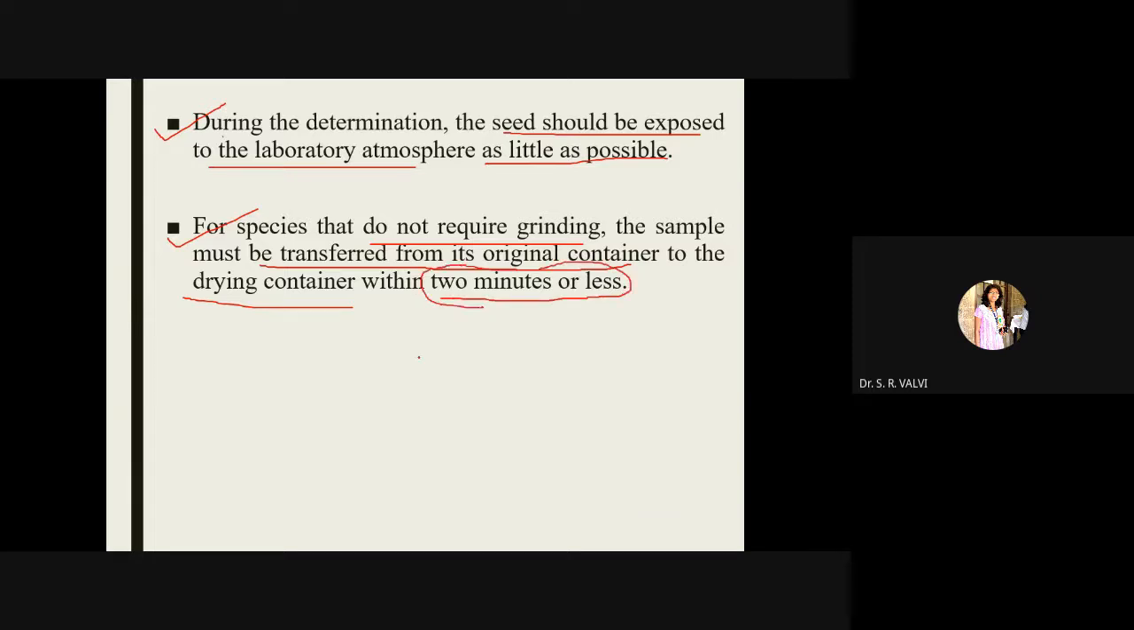See, time is also given. 2 minutes or less, right? So within this 2 minutes or less, you have to transfer those seeds from their original container to the drying container. And the seeds which do not require grinding mean what? Some seeds are very big, and we can't put those bigger seeds in a drying container or moisture meters.